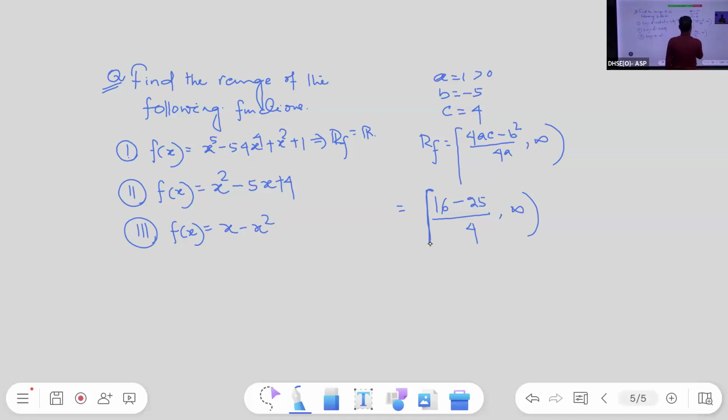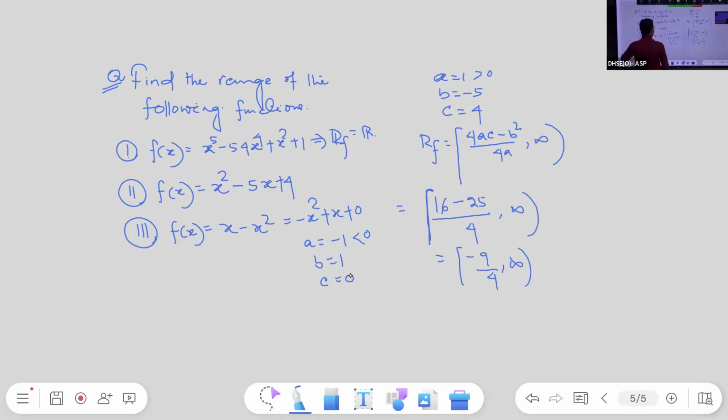Okay. This is equal to minus 9 upon 4 to infinity. The second one can be written as minus x square plus x plus 0. Here a is equal to negative 1, b is equal to 1, c is equal to 0. If a is less than 0, then the range of the expression is 0 to infinity. Which one?